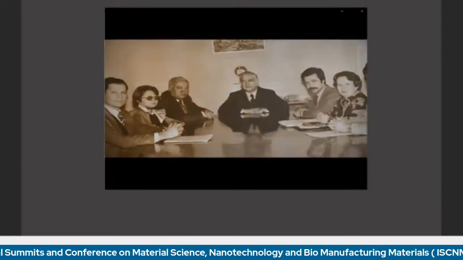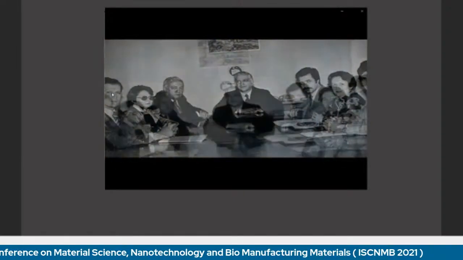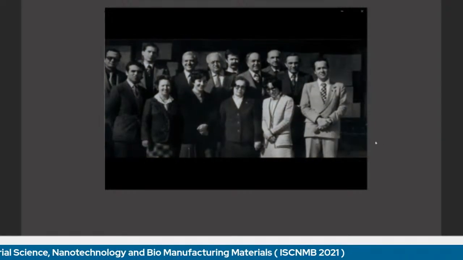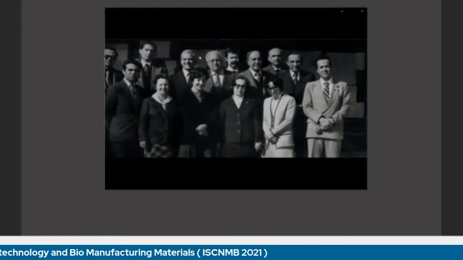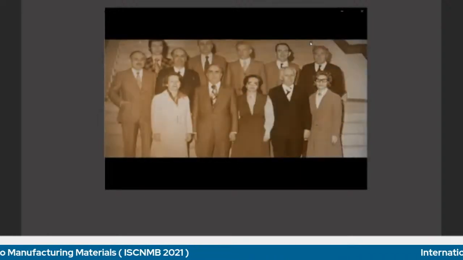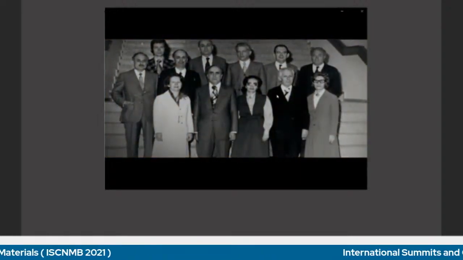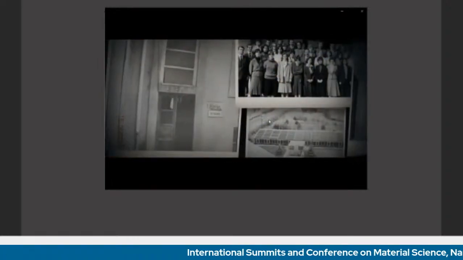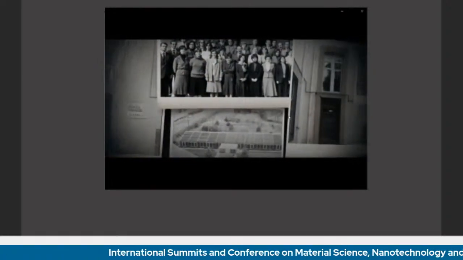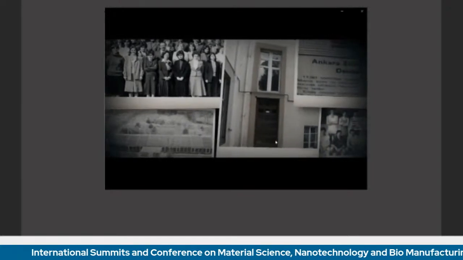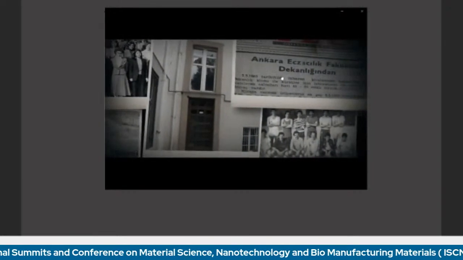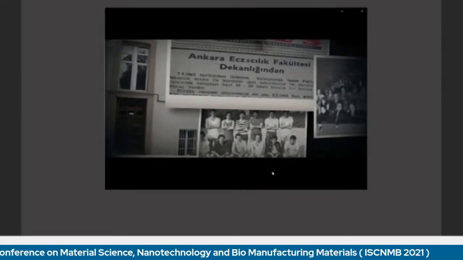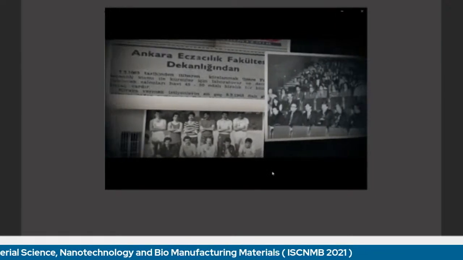Ankara University Faculty of Pharmacy was the first faculty of pharmacy founded in Turkey. The faculty was managed by a core team with limited resources in the founding and early years. In 1970, 10 years after its founding, Ankara University Faculty of Pharmacy has made remarkable developments in every area of pharmaceutical science.